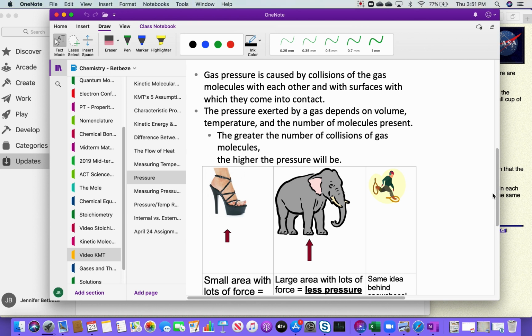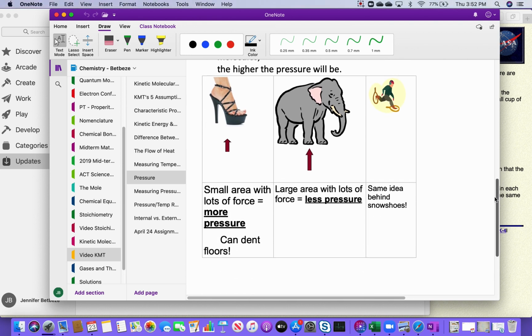So gas pressure, so let's go back, now that we talked about it in that regard, let's go back to talking about pressure in terms of gases. So gas pressure is caused by collisions of the gas molecules with each other and with surfaces with which they come into contact. The pressure exerted by a gas depends on volume, temperature, and the number of molecules present. The greater the number of collisions of gas molecules, the higher the pressure will be.